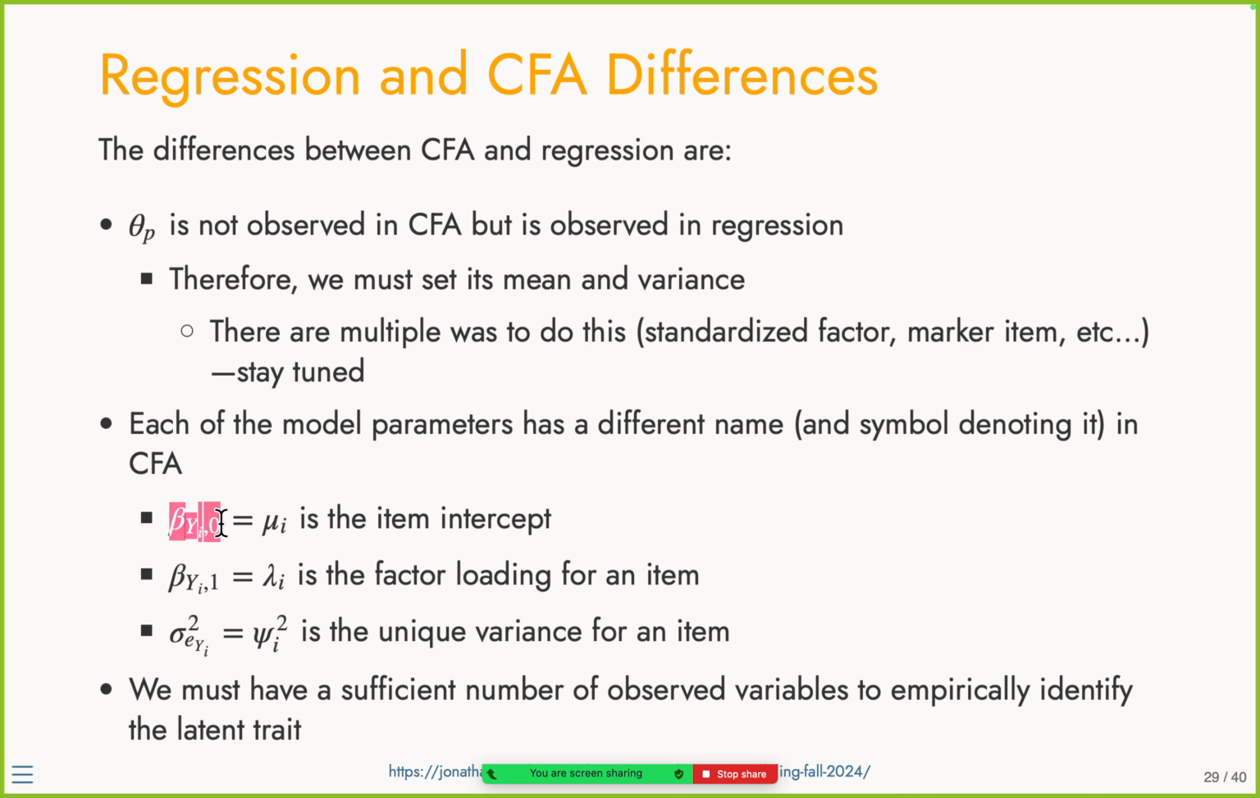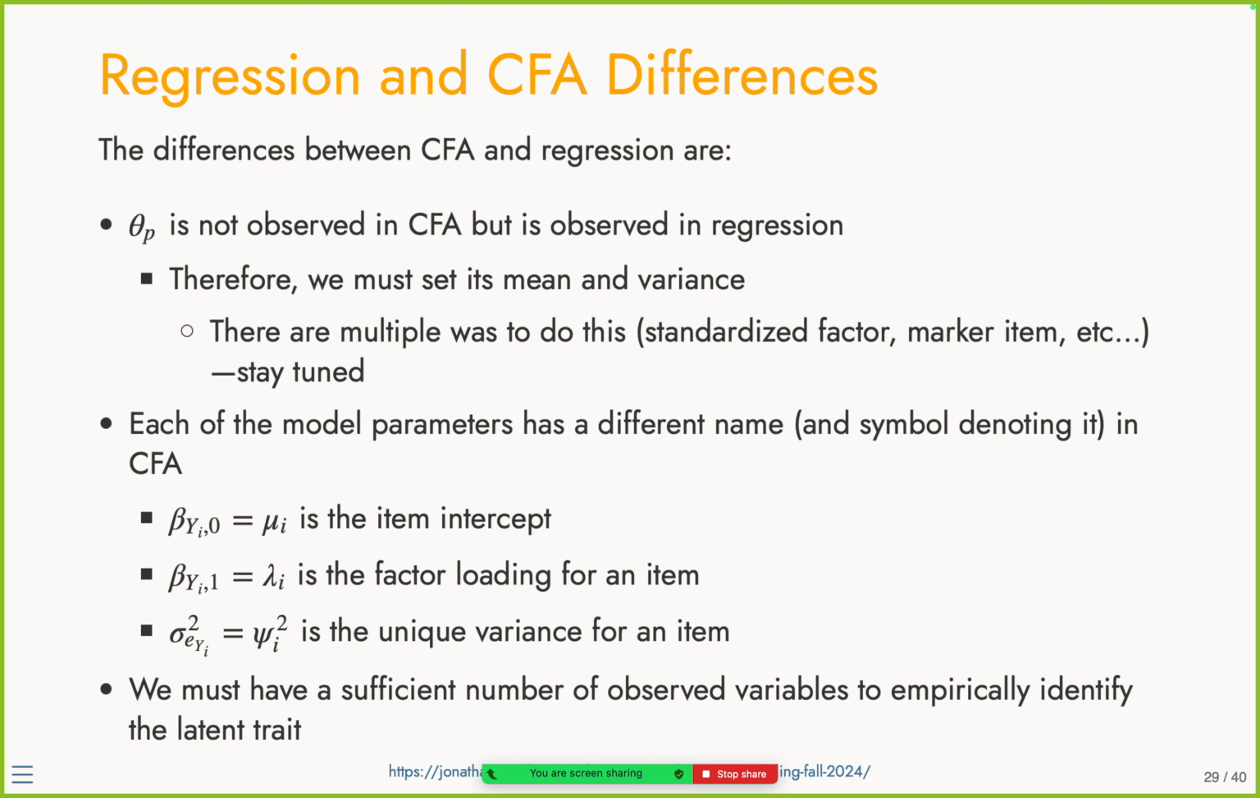So we might call beta 0 mu, which is called the item intercept. I think you've seen that one before. We might call beta 1 lambda, and that would be the factor loading for an item. We might call sigma squared this psi squared variable, which is now called the unique variance for each item. We can still call it residual variance, but unique. That's variance unique to the item itself.